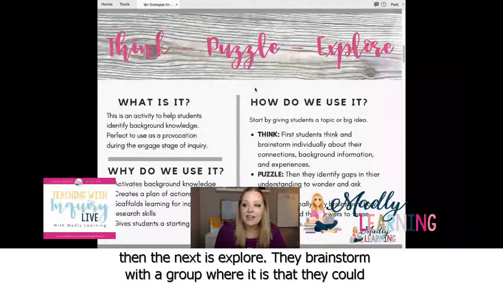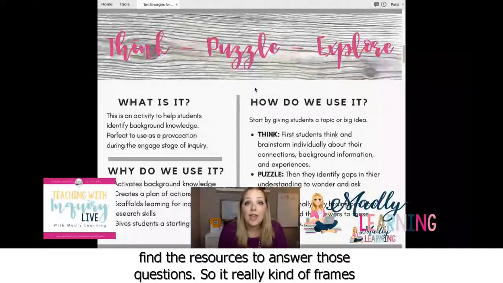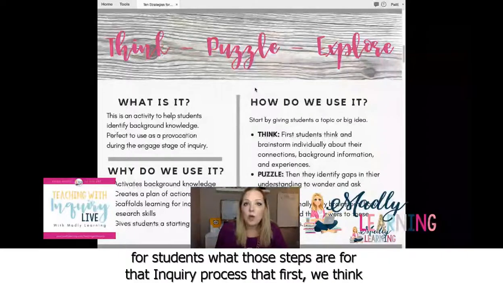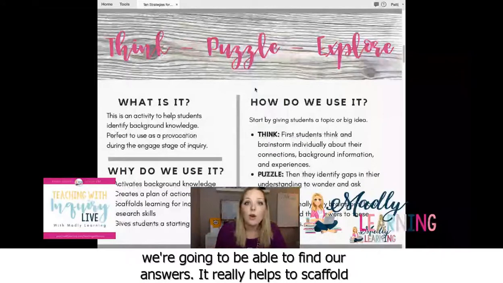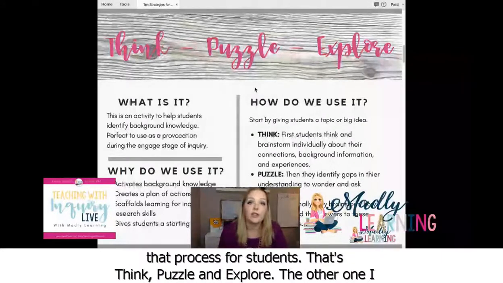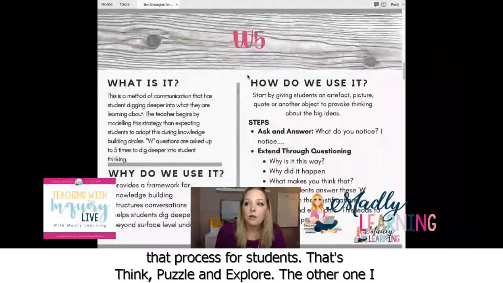And then the next is explore. They brainstorm with the group where it is that they could find the resources to answer those questions. So it really frames for students what those steps are for the inquiry process, that first we think about it, then we come up with some questions, and then we look at where we're going to be able to find our answers. And it really helps to scaffold that process for students. And that's Think, Puzzle, and Explore.